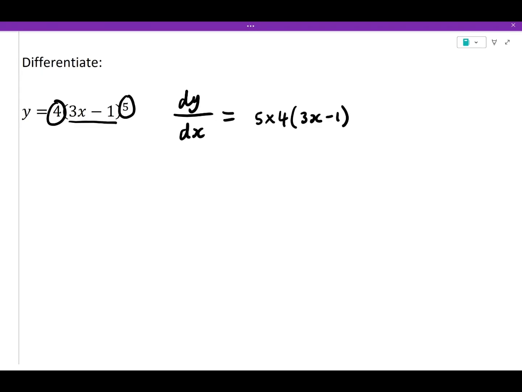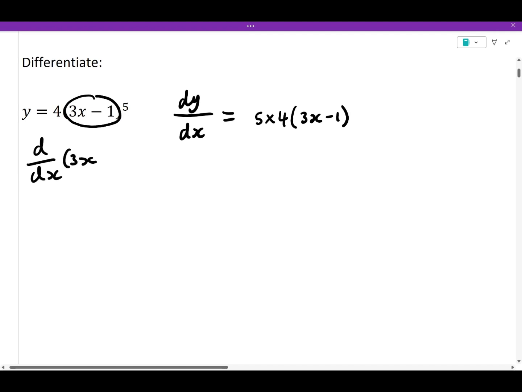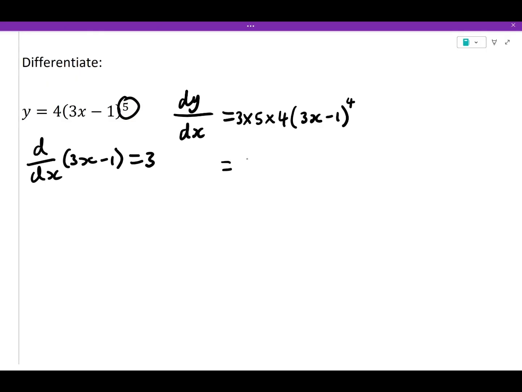And then there's one other step. We're going to go and differentiate our bracket. So we're going to differentiate 3x take 1, which gives me 3. I'm going to multiply by this as well. So I'm going to write 3 and then multiply by it like that. But the other thing we do need to write in is that our power 5 has now been reduced by 1, so it's now 4 like that. And then we can simplify our answer. So we would get 60 multiplied by 3x take 1 to the power of 4. So that is the chain rule for differentiation.